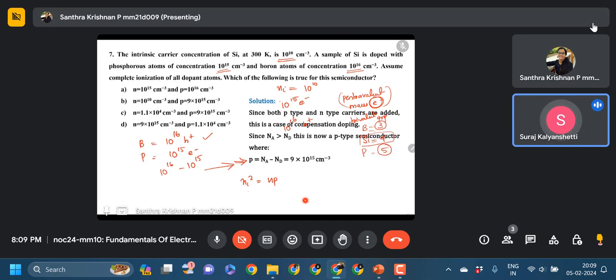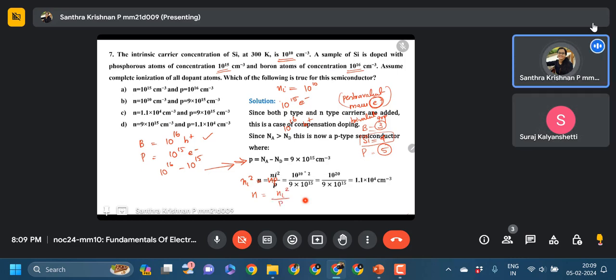Okay. Ni square is equal to... holes into electrons, electrons into holes. Yeah, so N will be Ni square by P. Got it. So basically Ni square by P, you will get something like 1.1 into 10 power 4.